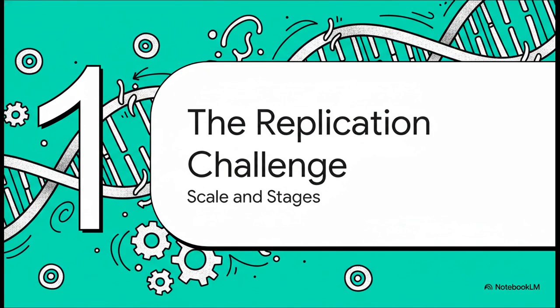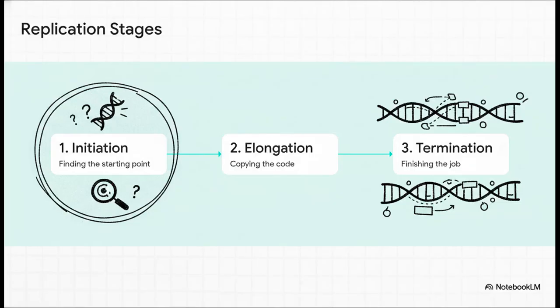Okay, first up, Section 1. The replication challenge. Let's really set the stage for this whole process. The whole operation can be broken down into 3 main stages. You've got initiation, which is all about finding the exact starting point. Then comes elongation. This is the main event, where all the new DNA is actually copied. And finally, termination, bringing everything to a clean stop. All 3 are critical, but today we're really going to focus our attention on those first 2.